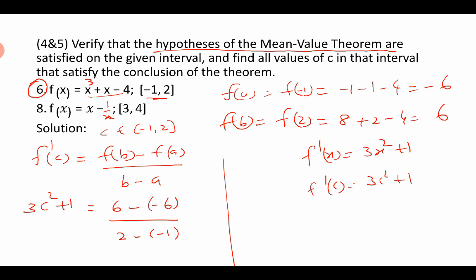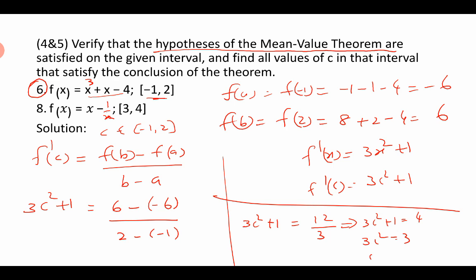If f of a and f of b are equal, the numerator will be 0. Therefore f dash will be 0. It will be Rolle's theorem, right? So here they are not equal, so it's not Rolle's theorem. What do you get here? Continue here. 3c square plus 1 is equal to 6 plus 6, which is 12, divided by 3. So you get 3c square plus 1 is equal to 4.